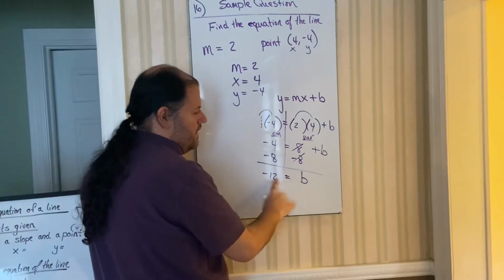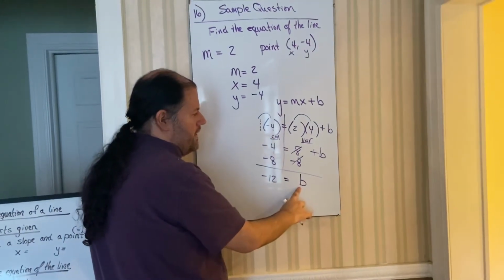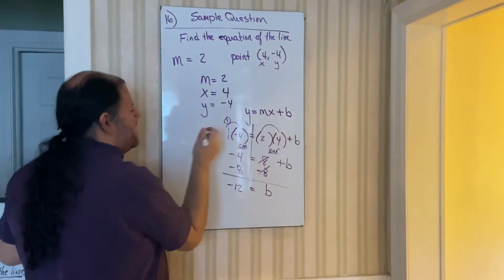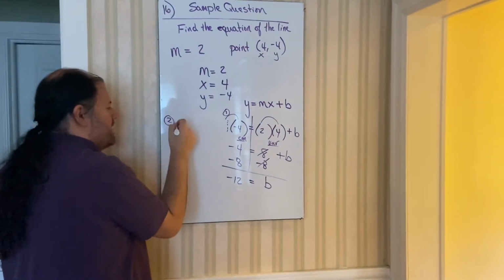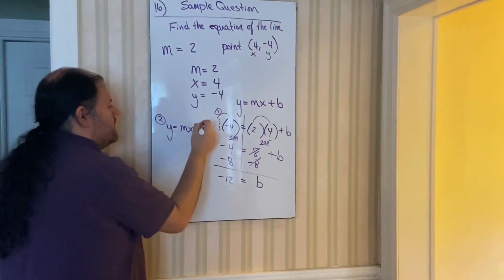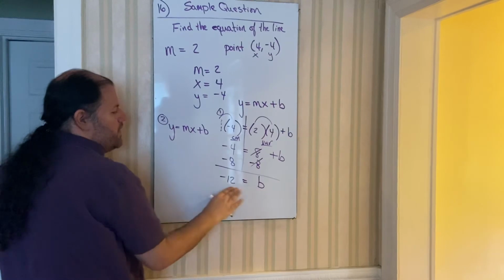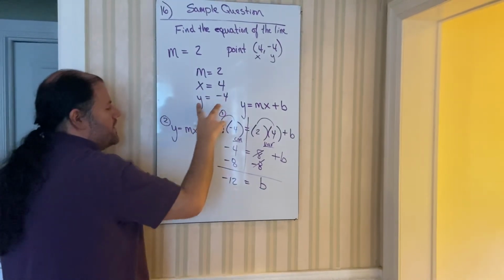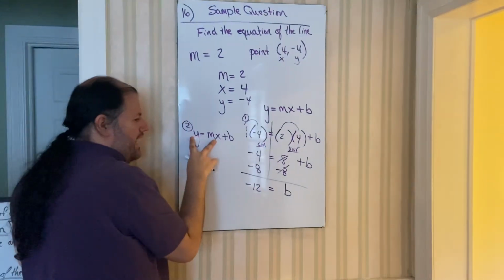Then we have the b. We said that we're going to use the formula one last time. Remember, we used it twice. When we use it the second time, we're only plugging in for b and m. We cannot plug in x and y because they have to stay letters.